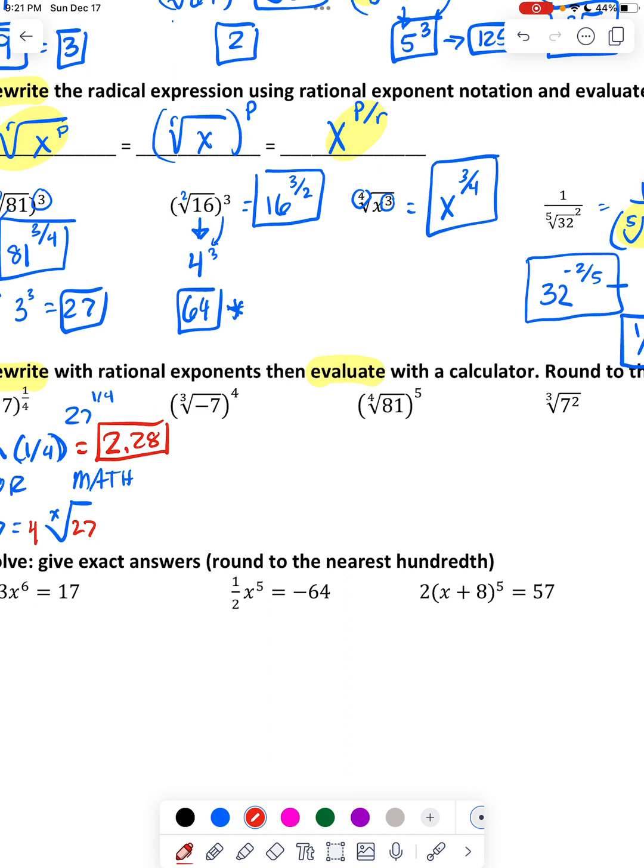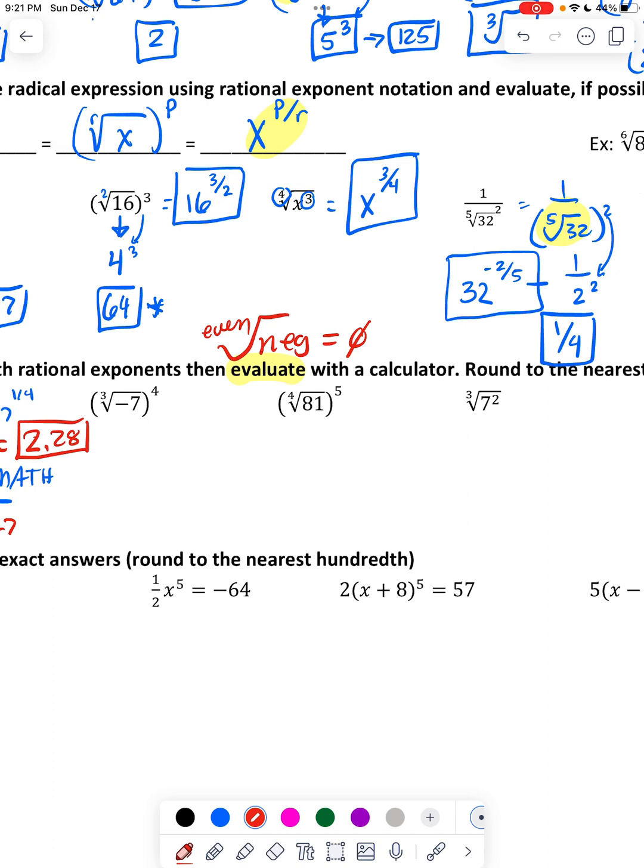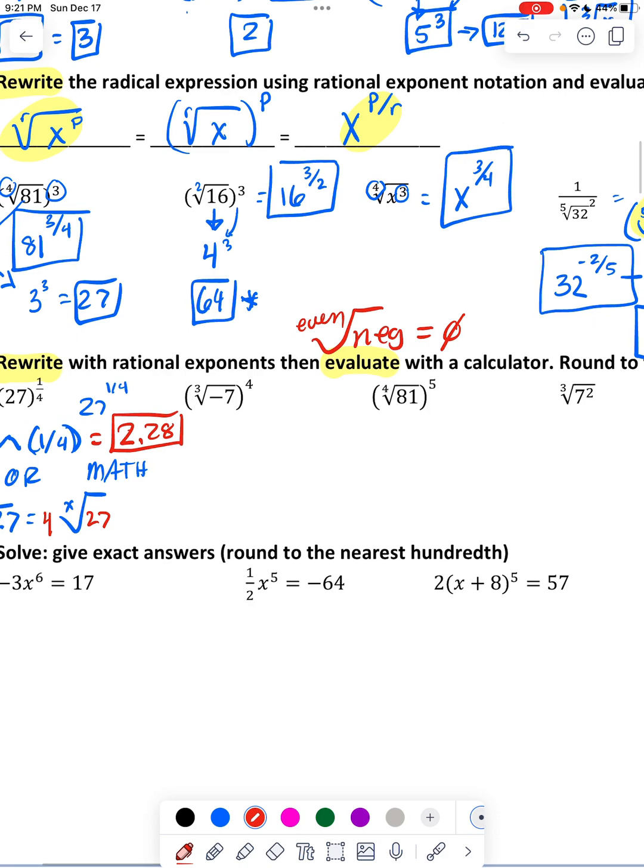Now it does get tricky because you want to remember that you cannot take the even root of a negative number. That is going to be no solution. Just like we don't take the square root of negatives unless we do an i, but we're not doing i right now. So you only can take odd roots. If you try to take an even root of a negative, it's going to give you an error.